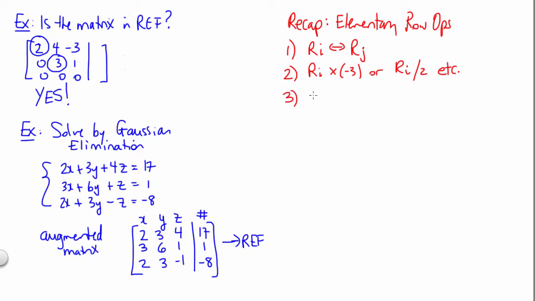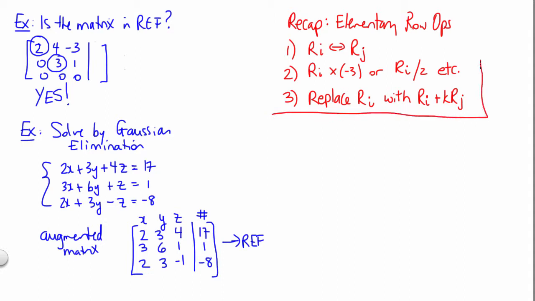Third, we can replace any row. Let's say replace row I with itself plus a multiple of any other row. So you can replace row I with row I plus k row J. I'm going to put a box around that. Those were our three types of elementary row operations.